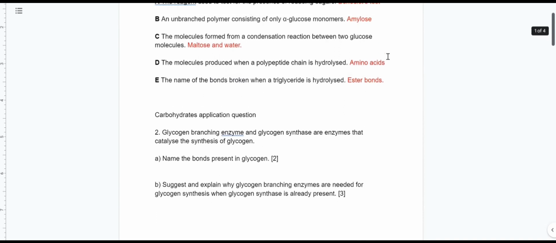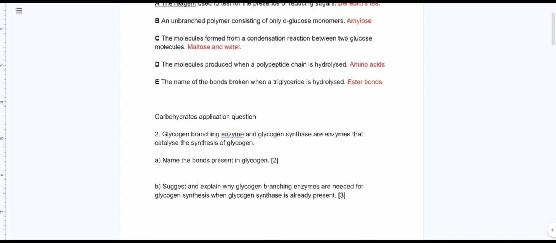So now let's move on to the next question, which is an application question on carbohydrates. The question says that glycogen branching enzyme and glycogen synthase are enzymes that catalyze the synthesis of glycogen. Part A asks us to name the bonds present in glycogen.